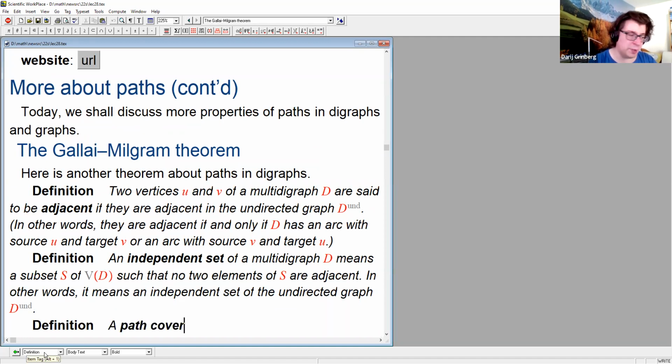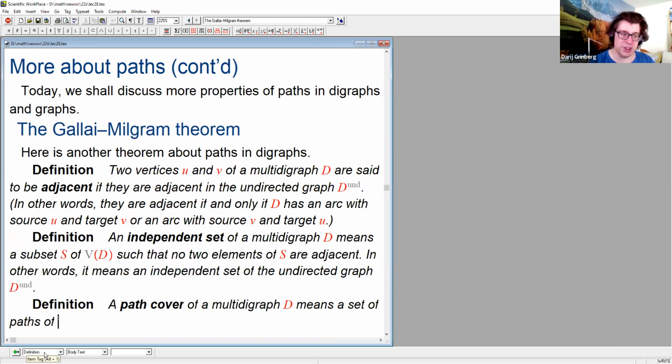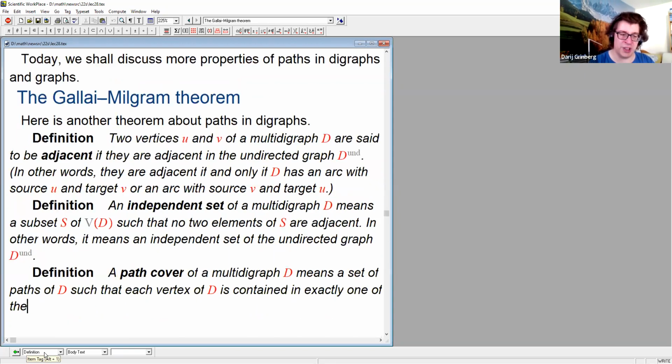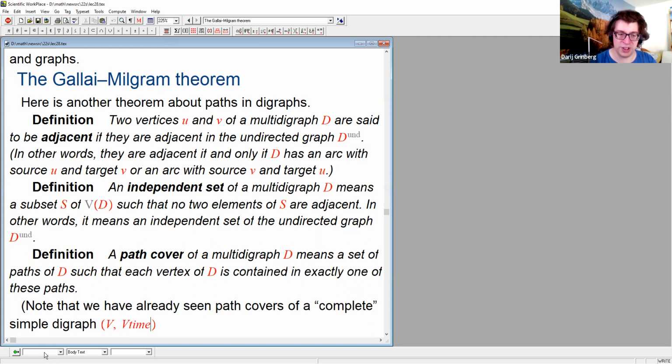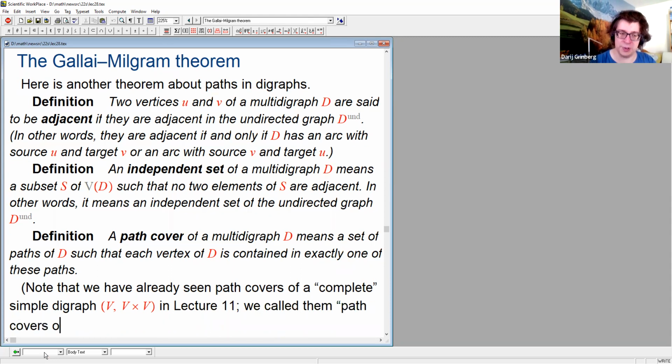And finally, a path cover of a multi-digraph D means a set of paths of D such that each vertex of D is contained in exactly one of these paths. So note that we have already seen path covers of a complete simple digraph, so V cross V, in lecture 11. We called them path covers of V. So back then, path covers just depended on the vertex set. They didn't care about the digraph. Now we care about the digraphs. We want them to consist of paths of the digraph.